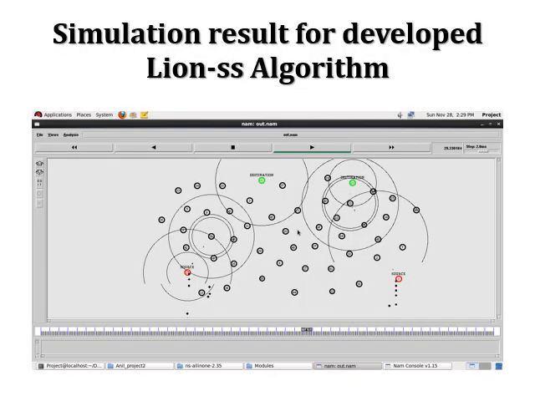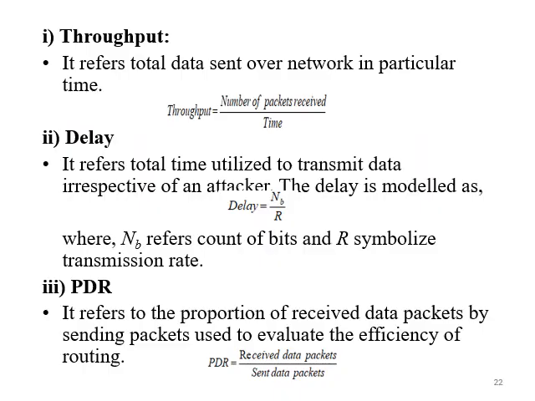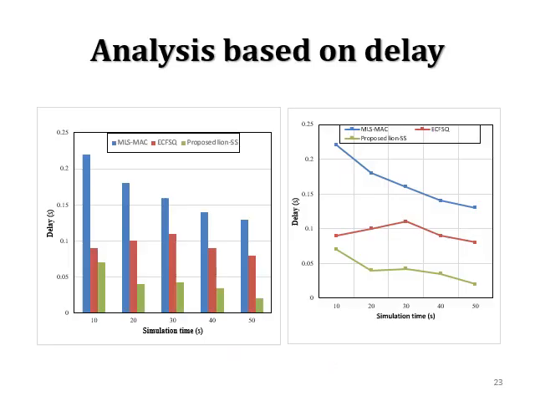Here we can see the simulation image. In this, I have used 50 nodes, where the red node represents the source node and green represents the destination node, and the other black nodes are the nodes used for transmission, and the circles represent the transmission range of nodes. And the throughput, delay and PDR are calculated: throughput is equal to the number of packets received by time, delay is the difference between sent and received time, and packet delivery ratio is received data packets by sent data packets.